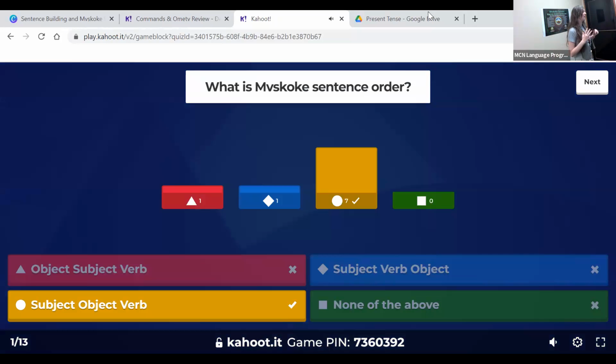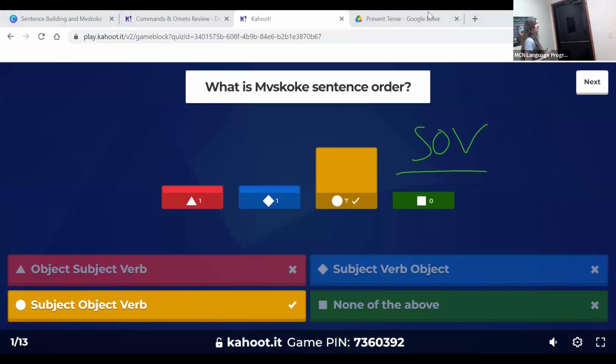Nice, the majority of everybody got it. So Mvskoke sentence order is subject, object, verb. We'll always think of SOV, subject, object, verb. And no matter what, at least remember verbs always last. So no matter what, we know that at least it's going to end with the verb. Nice. Awesome. Okay, next.